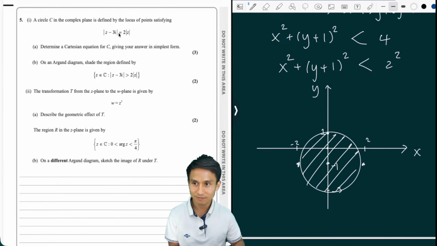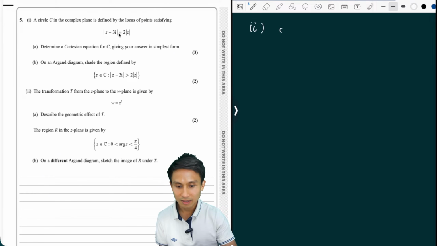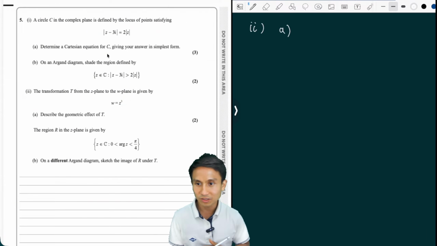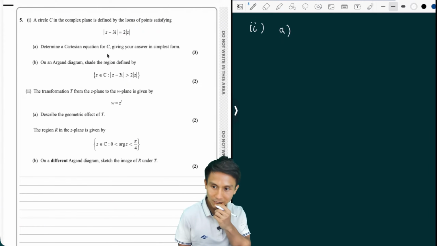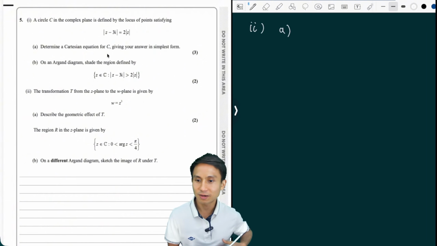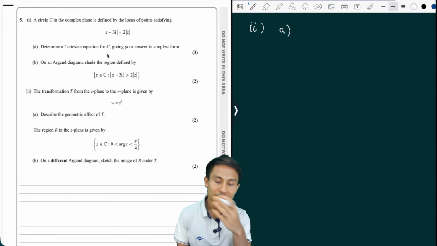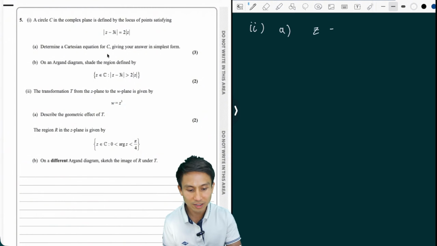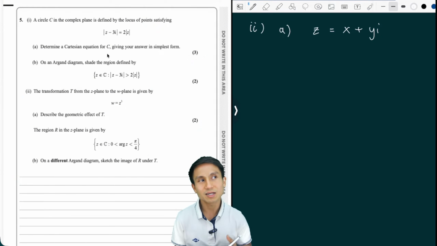For part B. Part II, A. The transformation T from the Z plane to the W plane is given by that. Part A describes the geometric effects of T. If you use Z equals X plus Yi and then you cube this expression, it's probably not going to tell you much about the geometric effects.